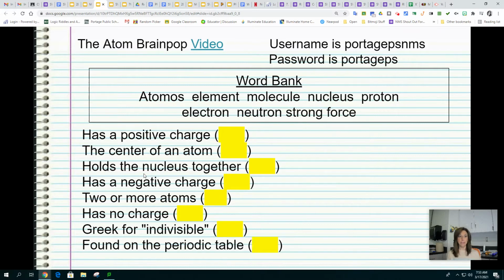Here is the word bank. After you watch the BrainPOP video, you're going to learn all of these words and what they mean. And then the activity for this slide is to place the correct words with their definitions.